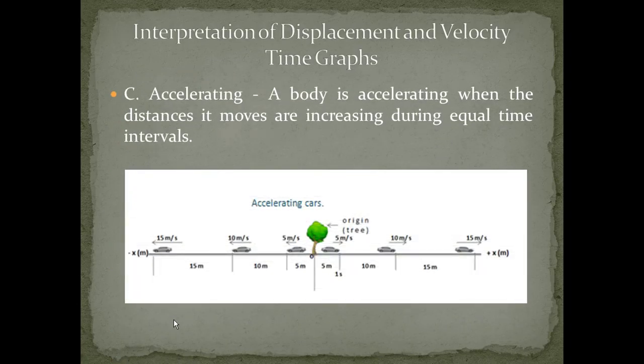Okay, so last of the types of motion, we have motion with acceleration, or accelerated motion. Of course, a body is accelerating when the distances it moves are increasing or decreasing during equal time intervals. So for example, here you have an increasing distance covered by the car for every time interval: 5 meters, 10 meters, 15 meters correspondingly for each time interval. The only difference between the right side and the left side is that the car is moving towards the right in one and towards the left in our diagram.